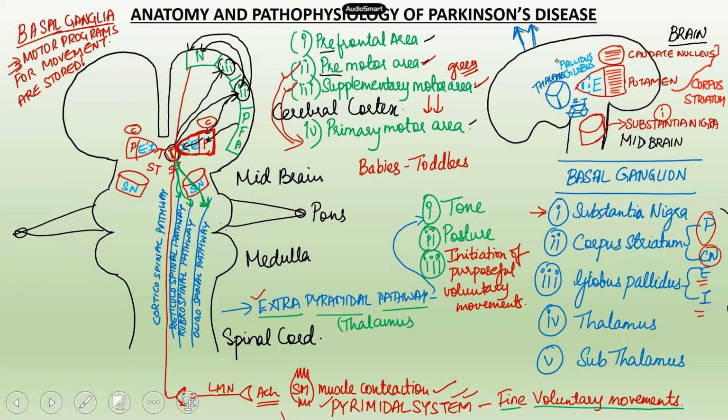Now let us talk about the basic pathophysiology involved in Parkinson's disease. Now, Parkinson's disease, as I've already told you, involves neuronal circuits that help in the initiation and execution of motor programs. So what I'm going to do is draw yet again a coronal section of your brain and explain it to you.